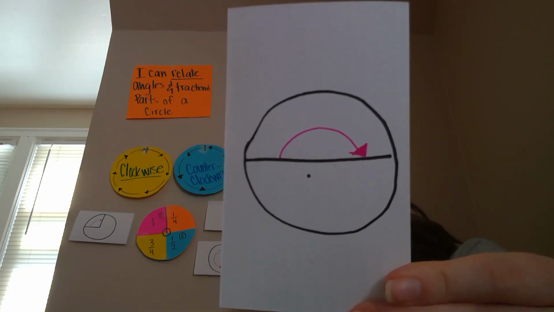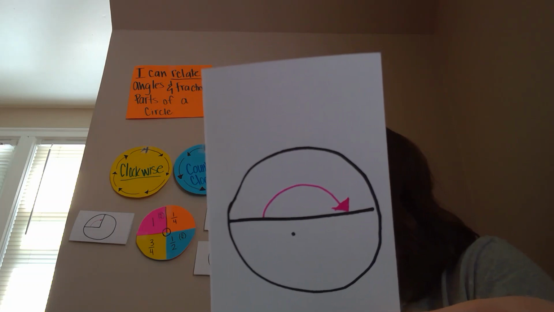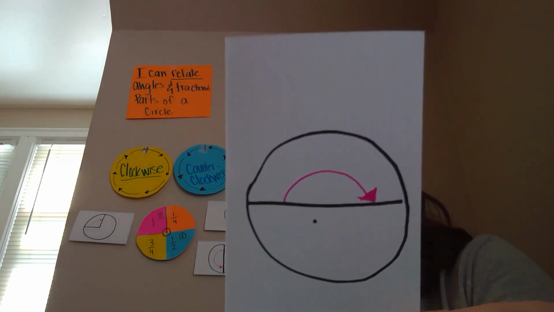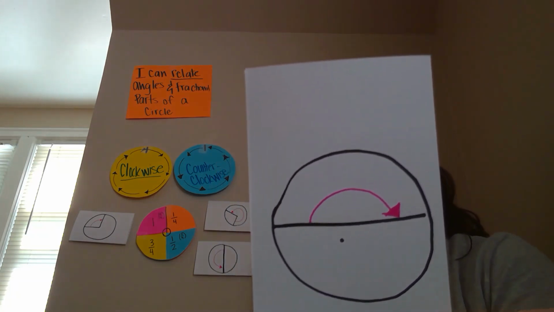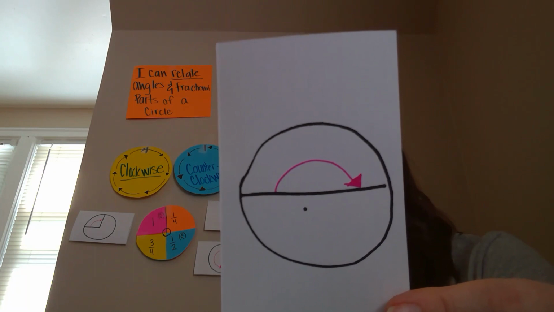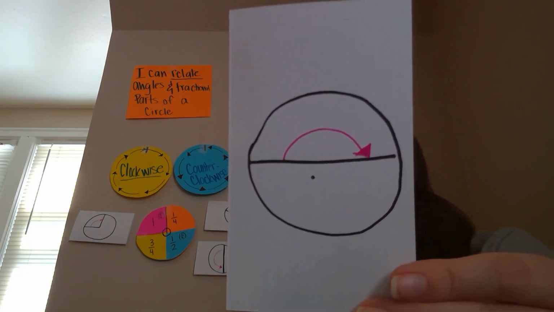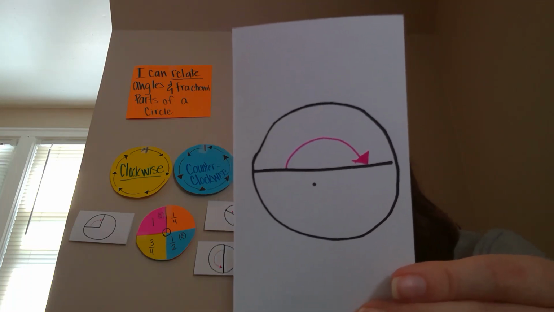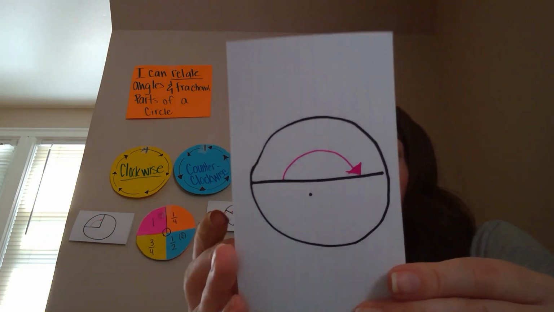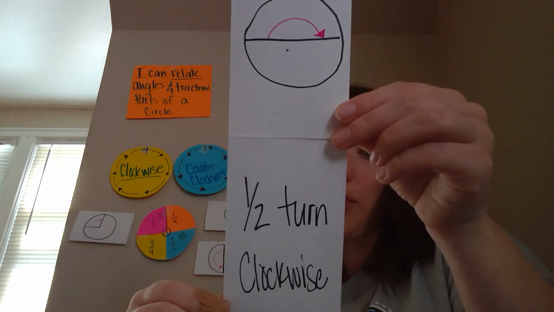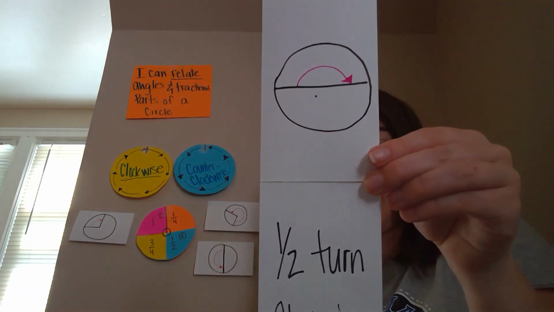Let's do one more here. I did try and trick you on this one because this is a repeat. We've had this fractional part before, but this one looks a little different. Instead of starting at the top and moving to the bottom, I'm starting at one side and moving to the other. Remember, no matter where I start, I still can move in either a clockwise or counterclockwise direction. This one is a 1/2 turn clockwise. So I'm moving the direction of a clock and I'm taking up half of that circle.